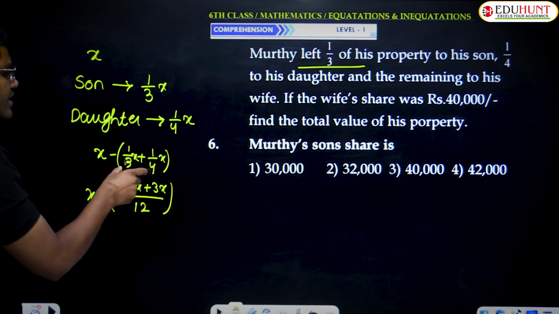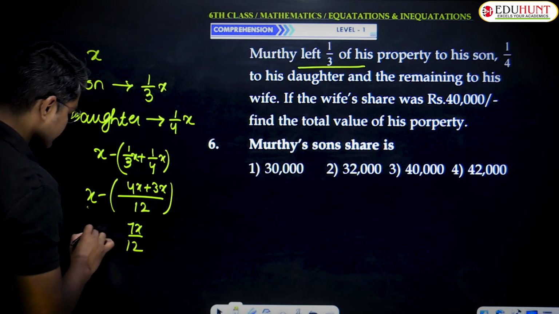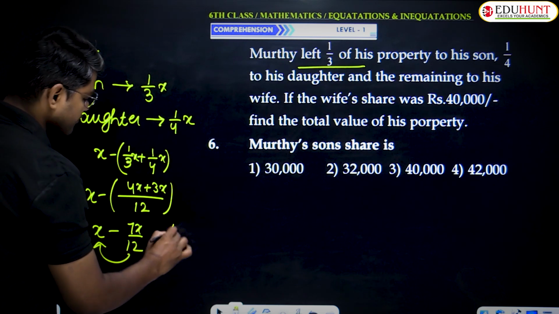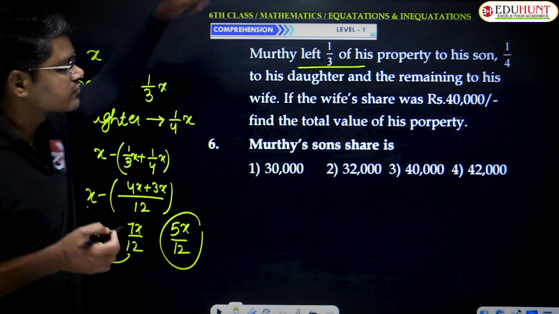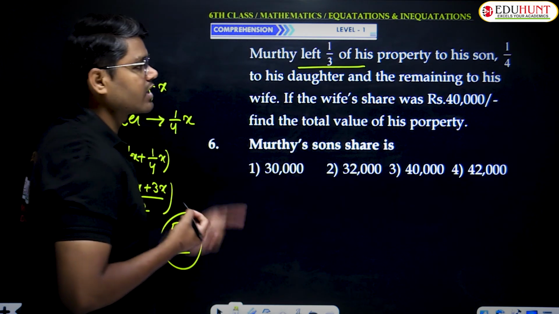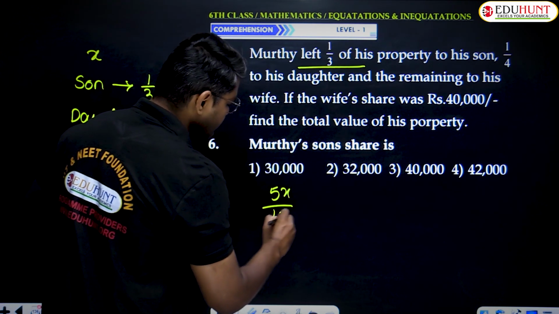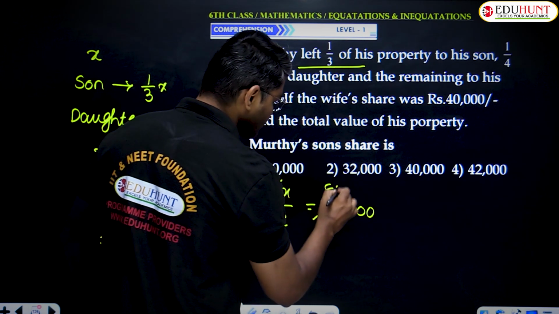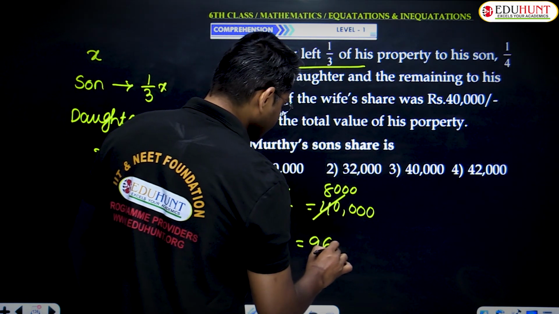So, from this one we are subtracting son's property and daughter's property. 7x by 12. So, this is 12x, 12x minus 7x is 5x by 12 is wife's property, but the value of wife's property is 40,000. So, this 5x by 12 is equal to 40,000. 5x by 12 is equal to 40,000. 8,000. So, x is equal to 96.